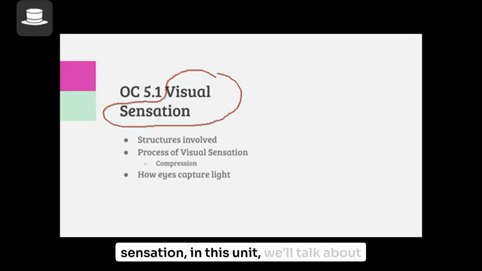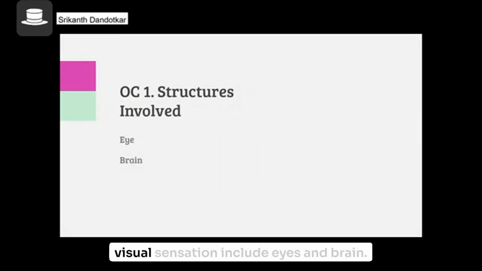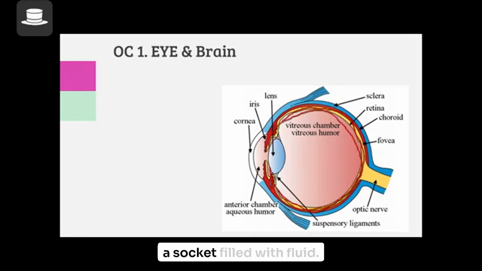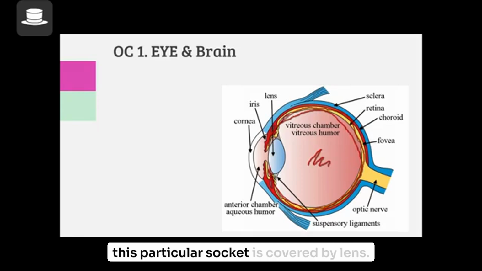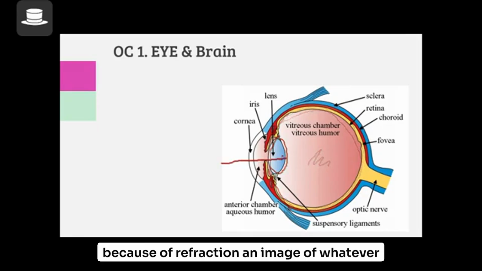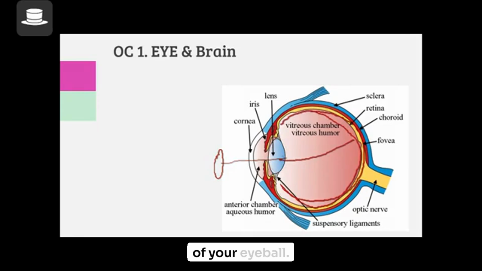In this unit, we'll talk about the structures involved and the process of visual sensation, about how our eyes capture light. Visual sensation includes the eyes and brain. If you see, this is more like a small socket filled with fluid. This socket is covered by a lens. The light passes through the lens because of refraction, and the image of whatever you're looking at will fall on the inner layer of your eyeball.